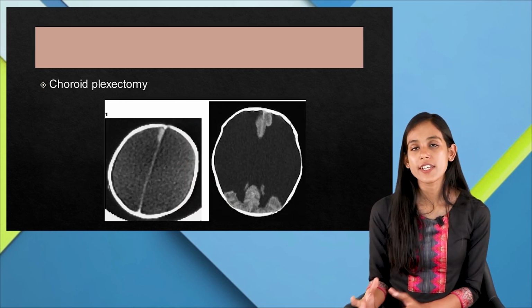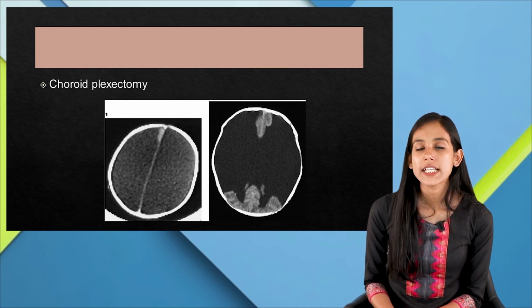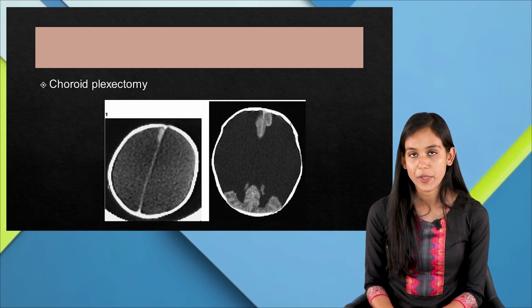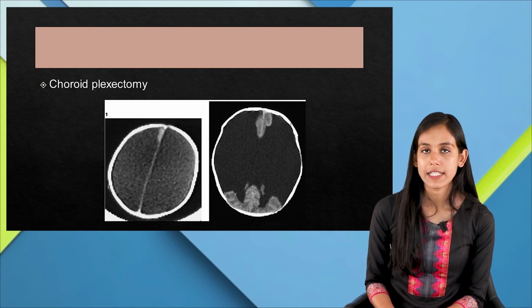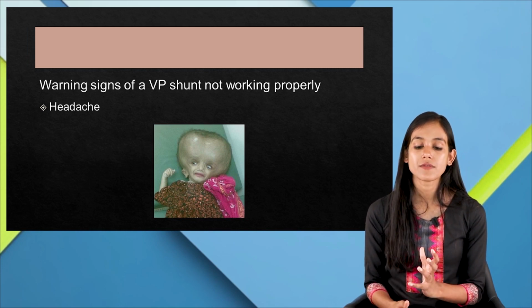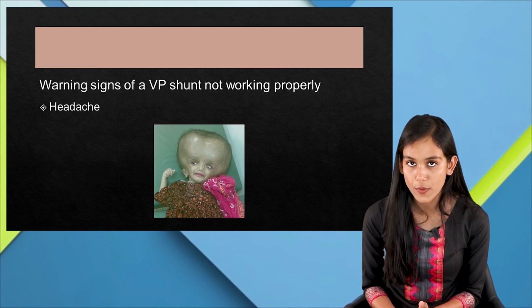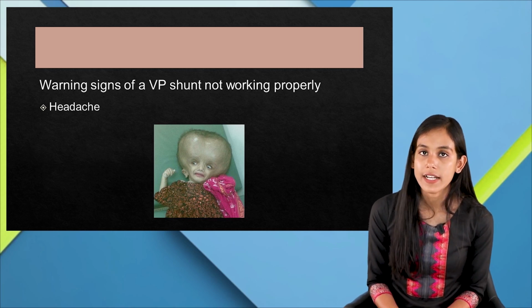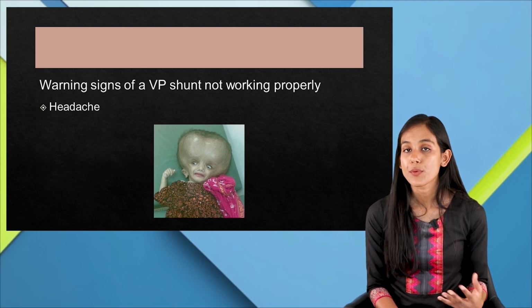And other than all these surgical interventions, there is also one more thing called choroid plexectomy. So this is also one more surgical intervention. Next, we would see what are the warning signs of a VP shunt that is not working. So what are the signs that would indicate to us that the VP shunt is not working?